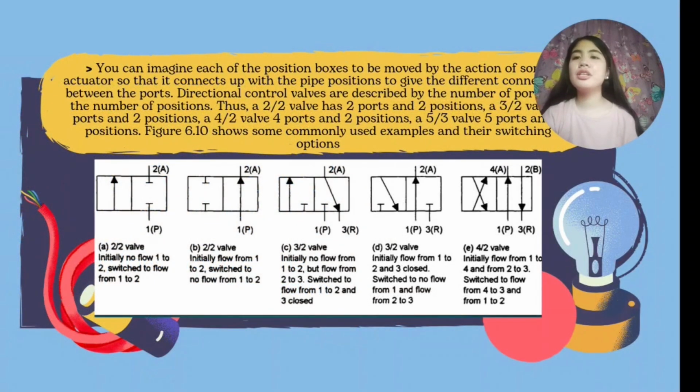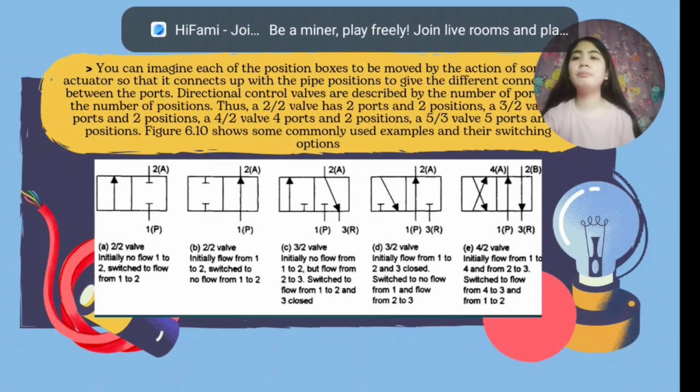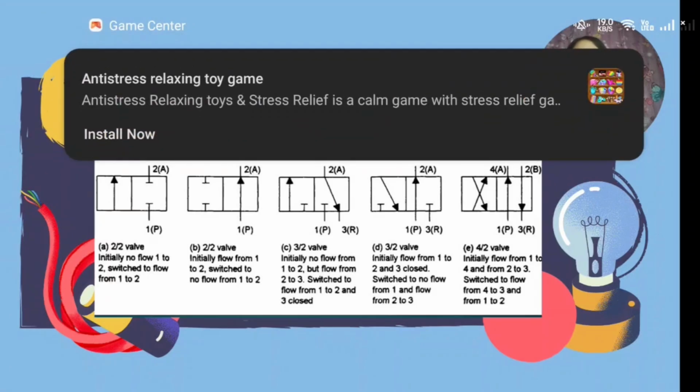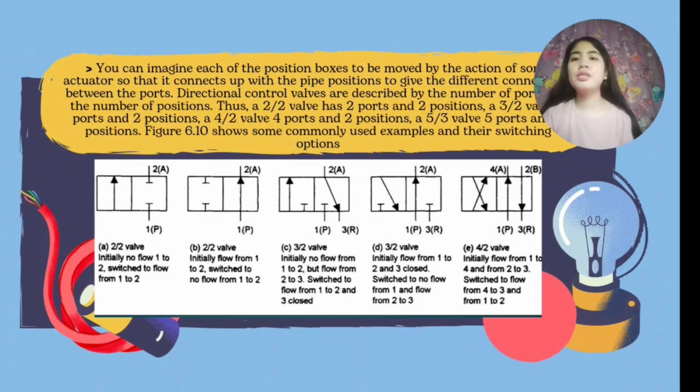You can imagine each of the position boxes to be moved by the action of some actuator so that it connects up with the pipe positions with the different connections between the ports.